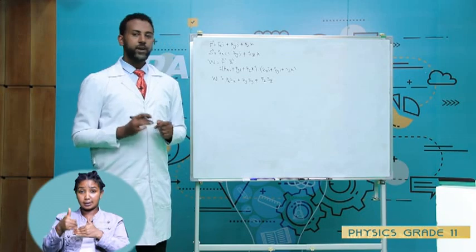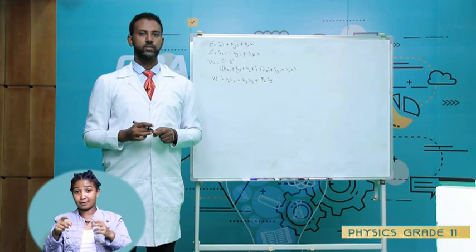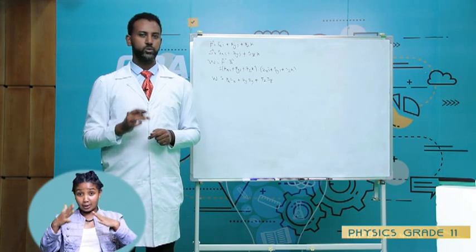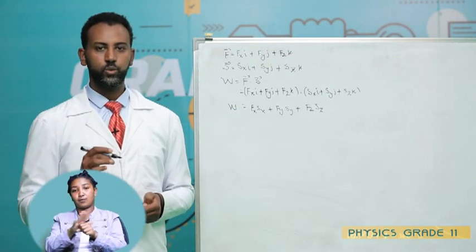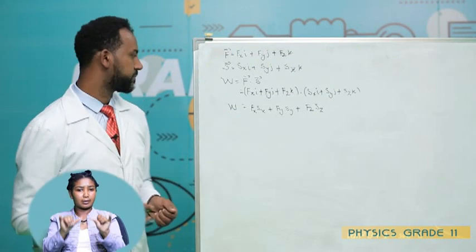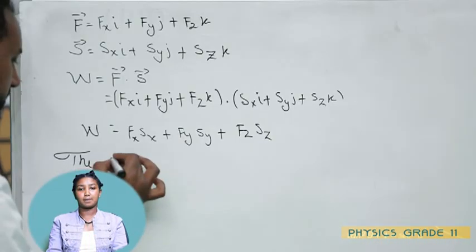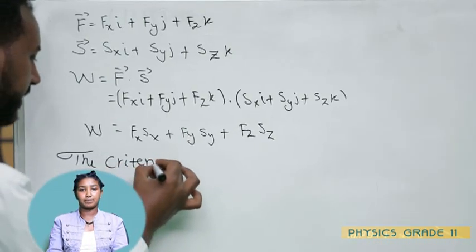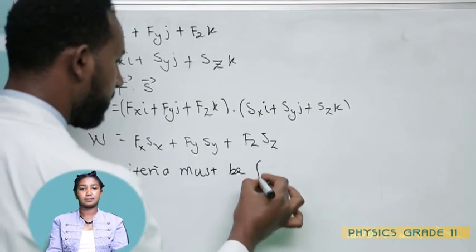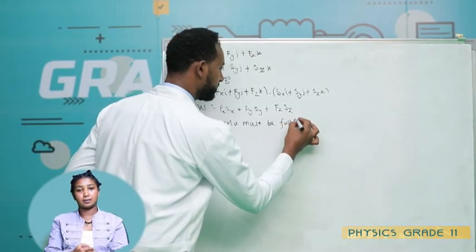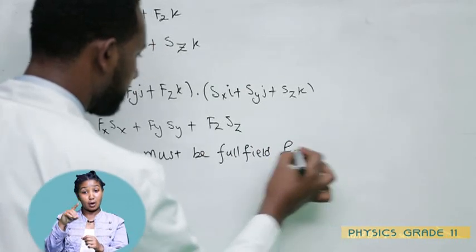Then, there are factors which affect work. In physics, for work to be done, three criteria must be fulfilled. What are those three criteria? The criteria must be fulfilled for a work to be done.